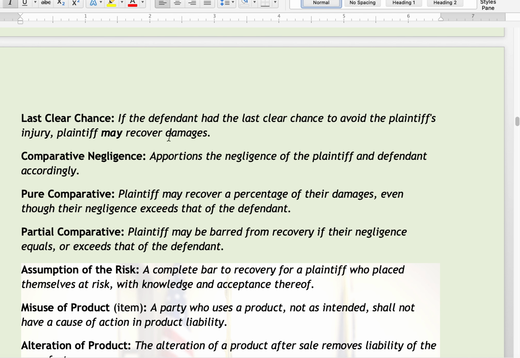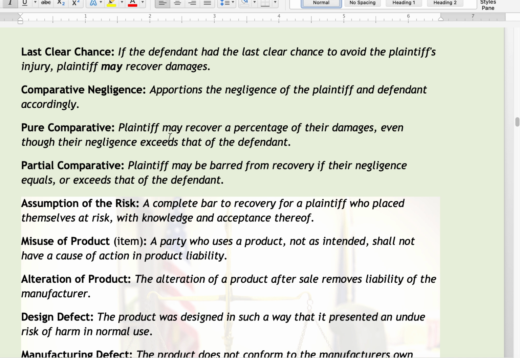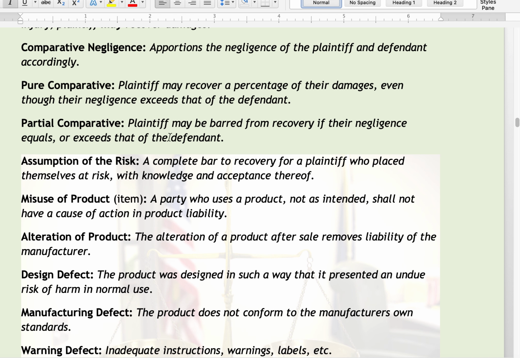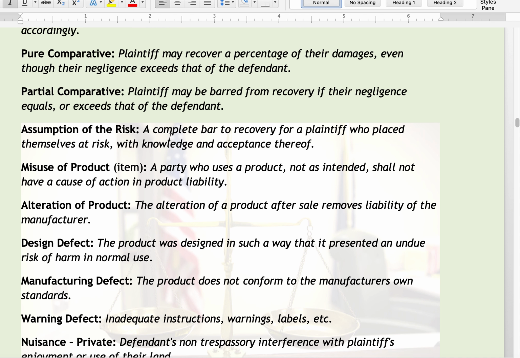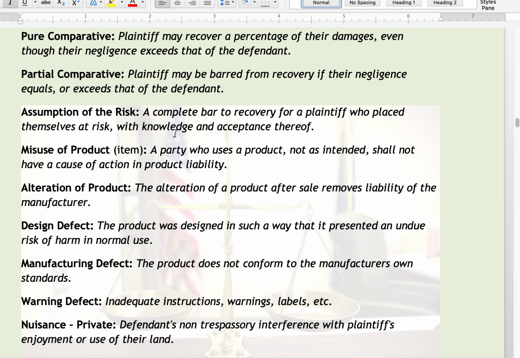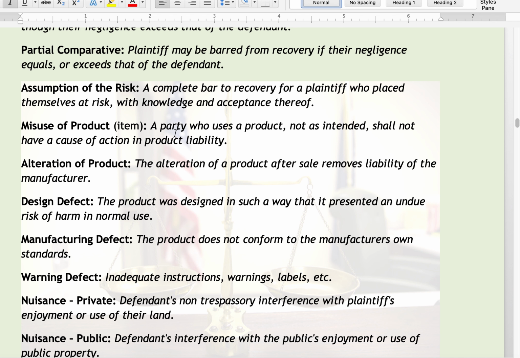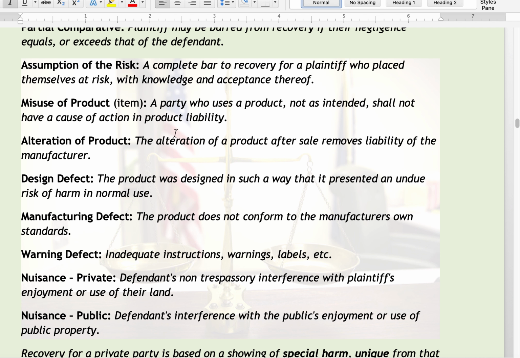Last clear chance. If the defendant had the last clear chance to avoid the plaintiff's injury, the plaintiff may recover damages. Comparative negligence apportions the negligence of the plaintiff and the defendant accordingly. Pure comparative. Plaintiff may recover a percentage of their damages even though their negligence exceeds that of the defendant. Partial comparative. Plaintiff may be barred from recovery if their negligence equals or exceeds that of the defendant.